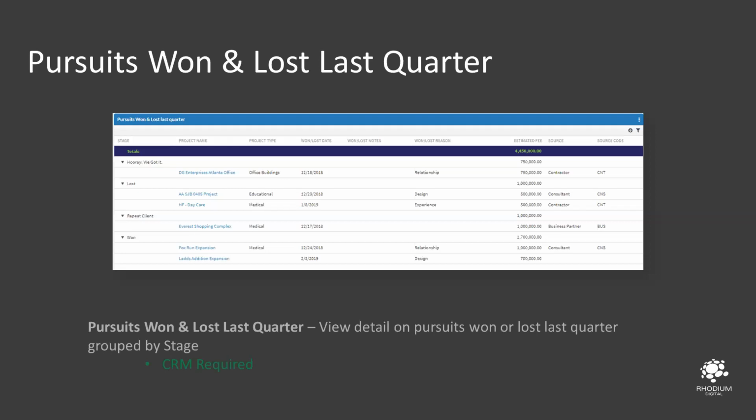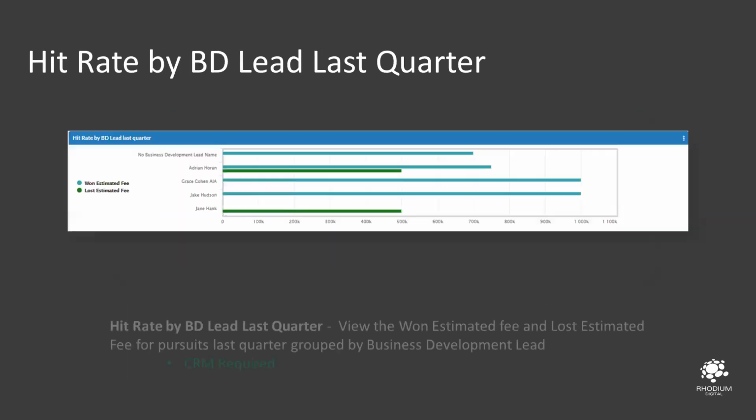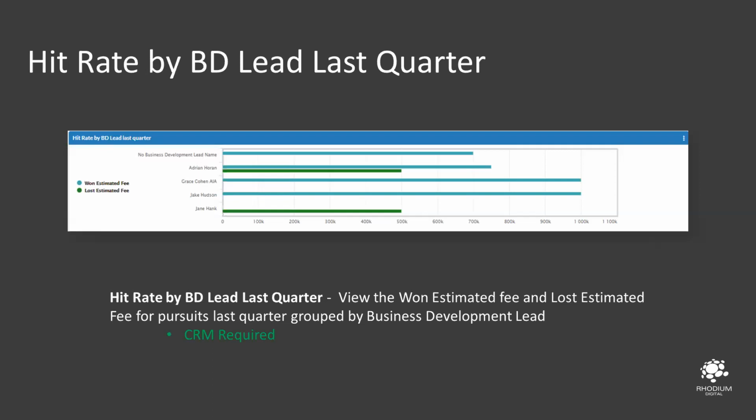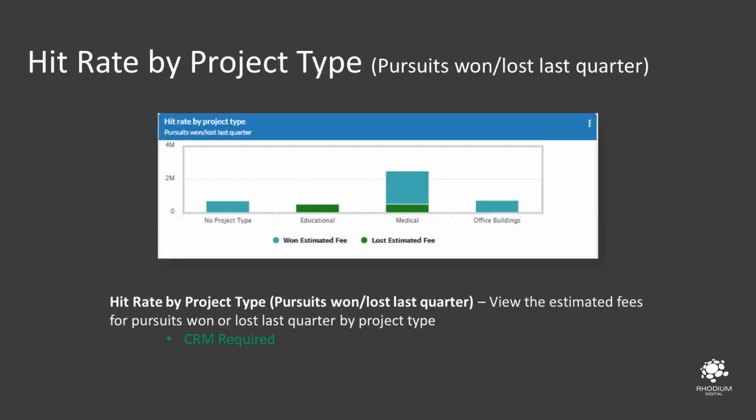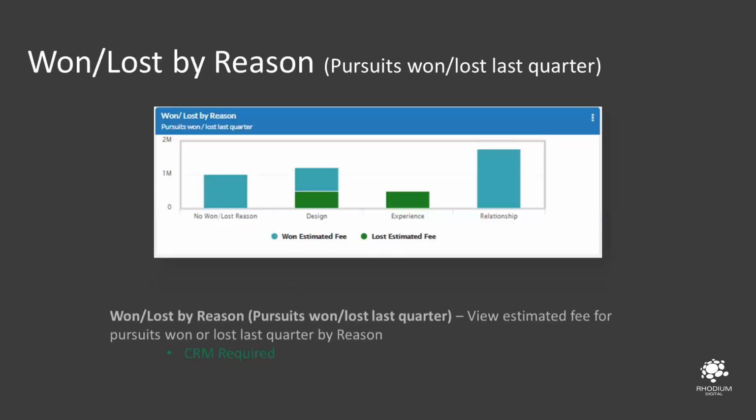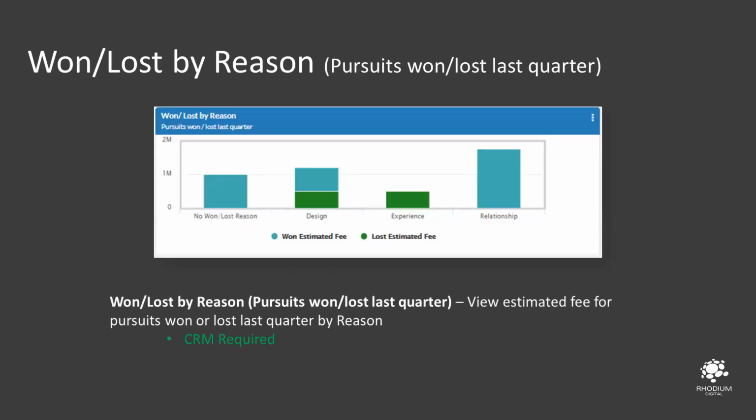And as I mentioned a moment ago, we also have the ability to analyze the hit rate by individual, the individual actually selling the project. And by project type. And one thing that I find very, very useful with clients is understanding the reason why we won or lost.